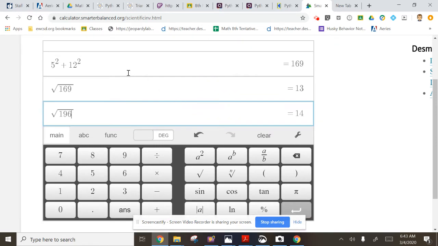I love this calculator in the sense that I can always have different rows to go back to. So I can see what I just did in the previous step, and then go to the next step and the next one. This is what the SBAC is going to give you. This is the SBAC calculator, so get comfortable with it. All right.